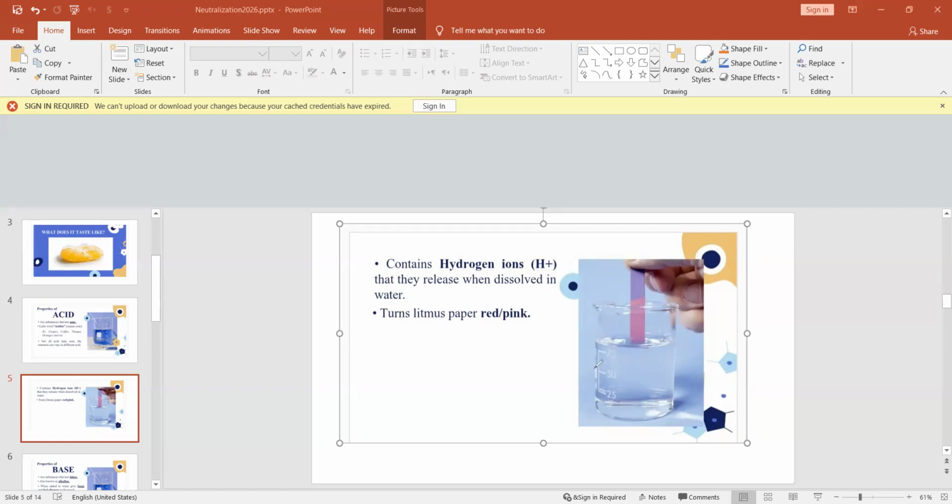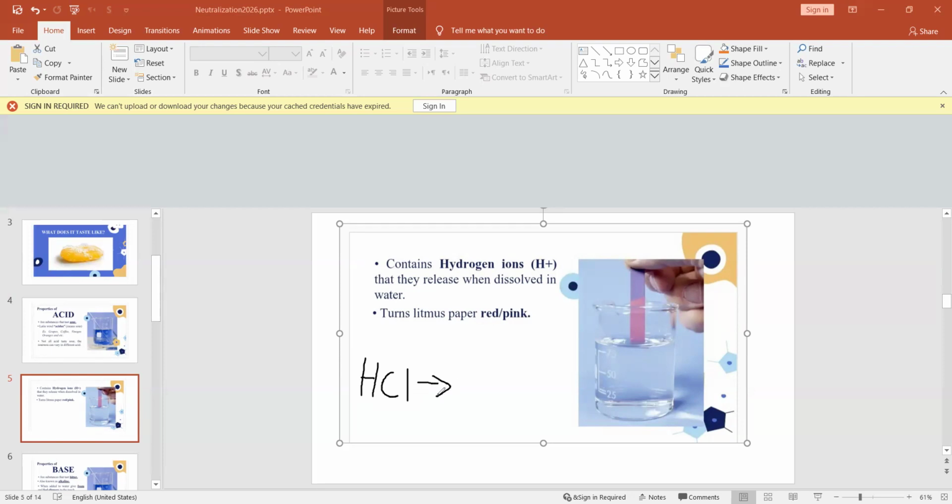For example, if you put the lemon here, what will be released? Hydrogen. Why? Because in the structure of the lemon we have hydrogen. This is an example. Let me write a clear example. For example, we have HCl, which is hydrochloric acid.